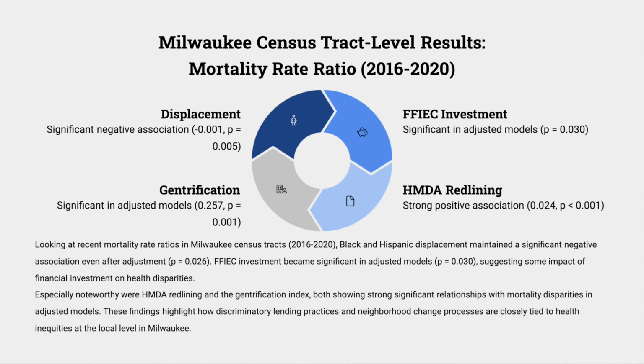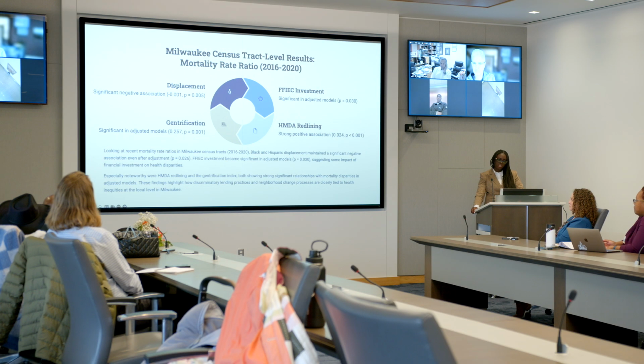And last but not least, the second part of the second aim for the Milwaukee census tract. When examining the most recent mortality rate ratios from 2016 to 2020 in Milwaukee, it also reveals significant results. Black and Hispanic displacement showed a negative association with mortality disparities and remained significant, indicating that displacement may have contributed to a reduction in health disparities, but this had to be interpreted with caution due to potential confounding factors.